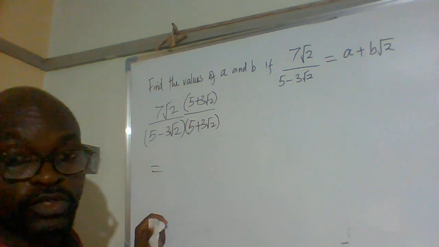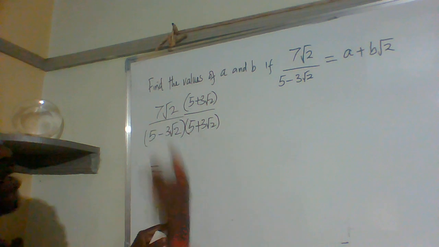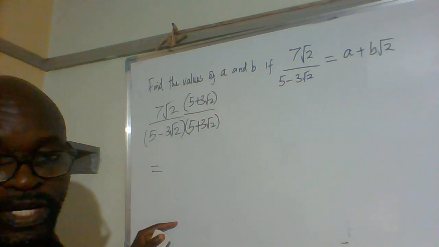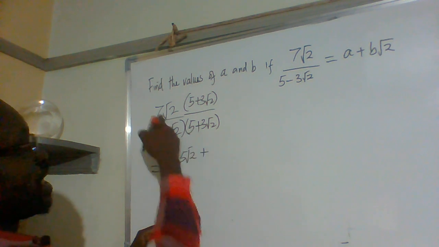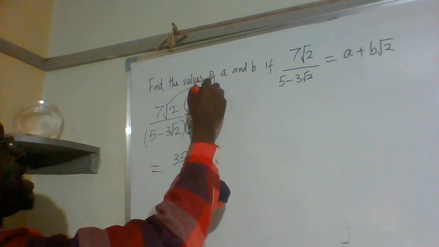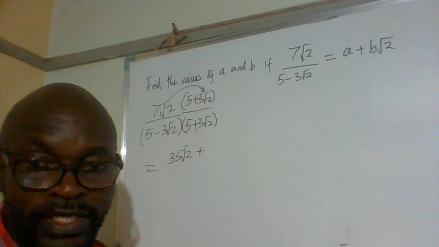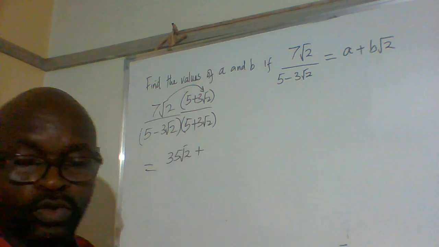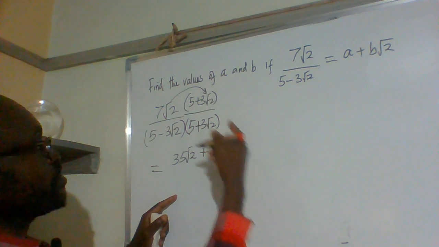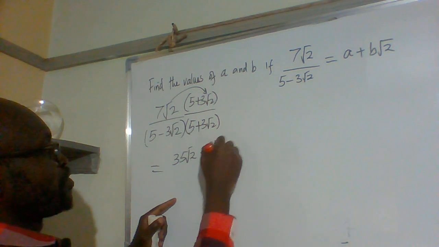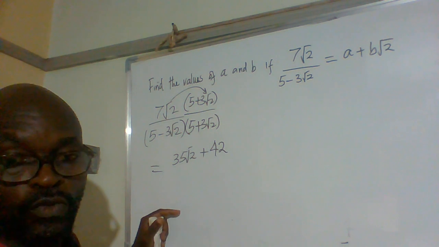Now this translates to, in the numerator, 7 root 2 multiplied by 5, which is 35 root 2, then plus 7 root 2 multiplied by 3 root 2, which will be 7 times 3, which is 21, and then root 2 times root 2, which is root 4, and root 4 is 2. So we'll have 21 times 2, which is 42. That is, 7 root 2 multiplied by 3 root 2 translates to 42.